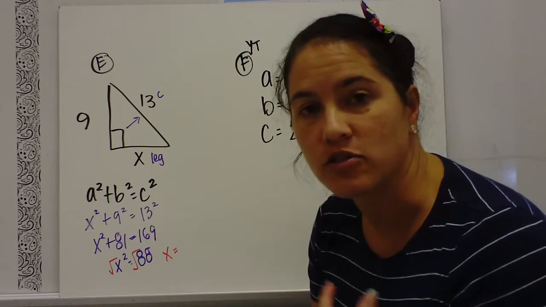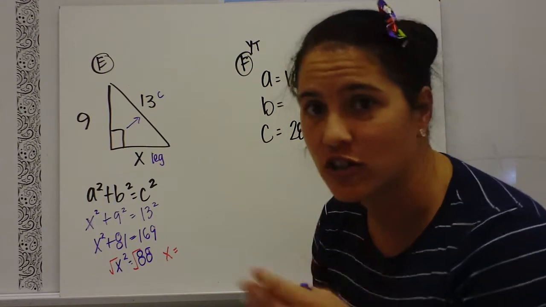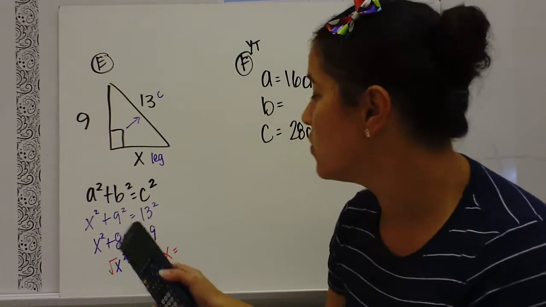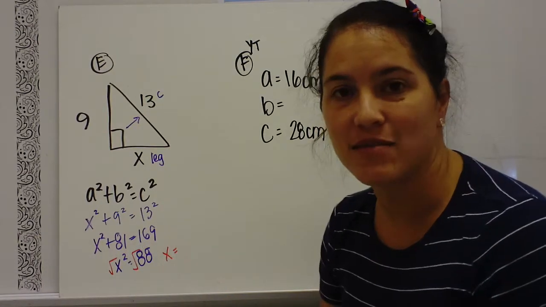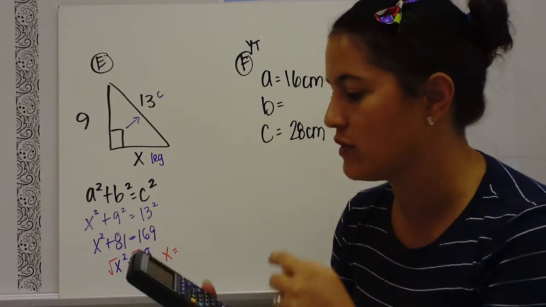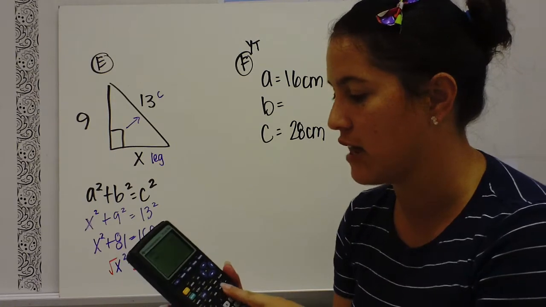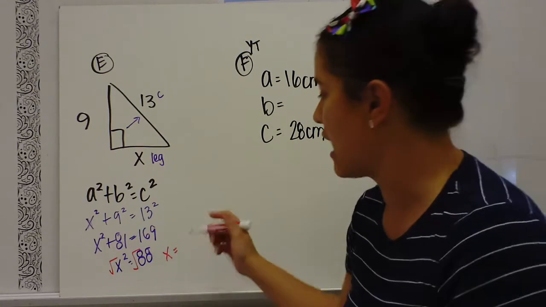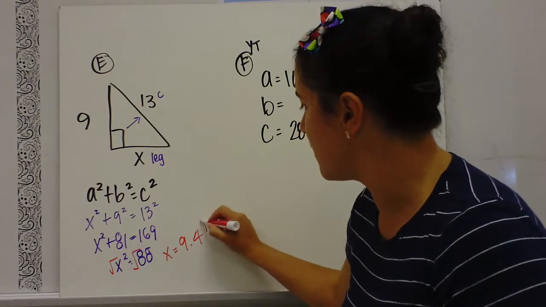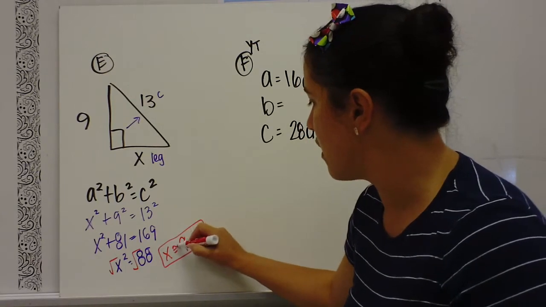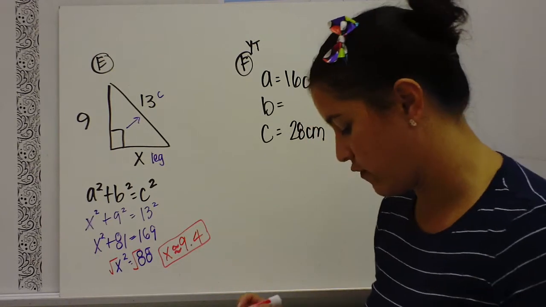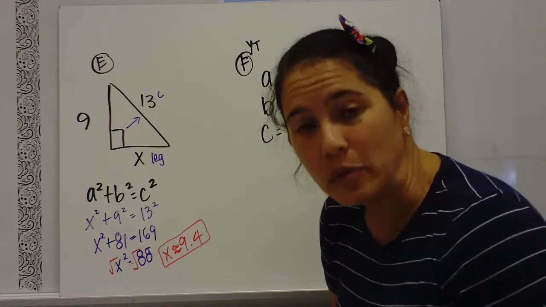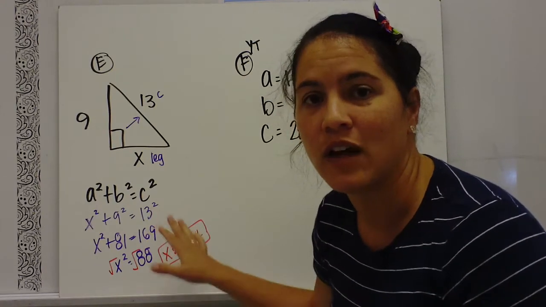So there's a couple of options, you're going to estimate. Last year in 7 Plus, you learned how to estimate that to an integer or to a decimal. So I'm just going to type it into my calculator, square root of 88, and I get 9.38, which would be about 9.4. So you might not always get a whole number. Sometimes you might get a decimal, and that is okay.